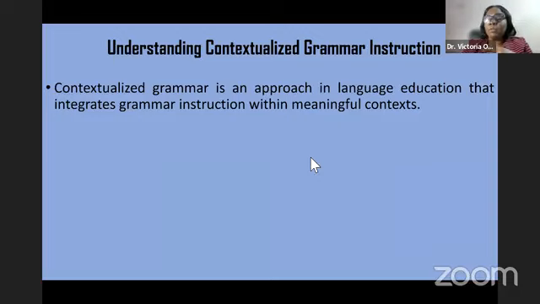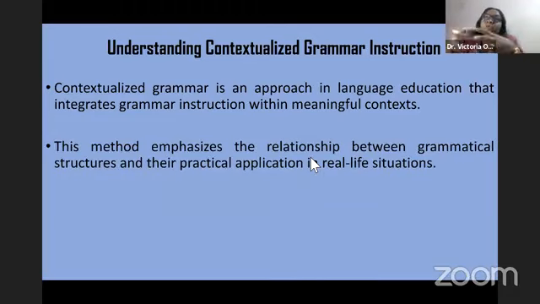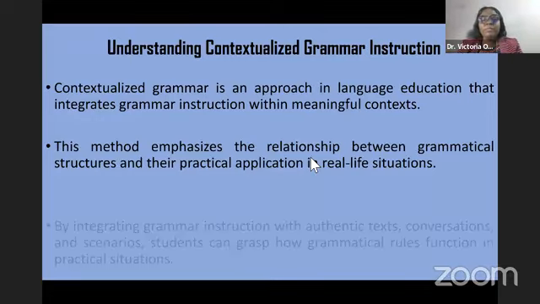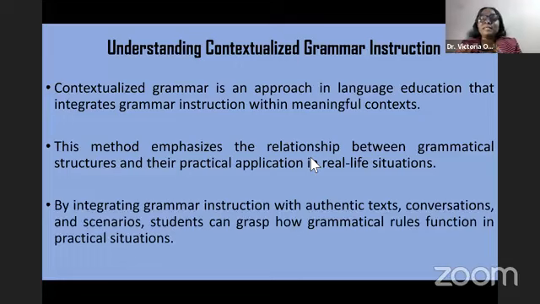And so what contextualized grammar does is, instead of treating grammar as a standalone subject, or probably as a standalone topic, it tends to infuse these rules of the language into real life situations, everyday activities. And by doing so, we tend to enhance the students' understanding of the subjects, and then they are also able to retain the rules for future use.